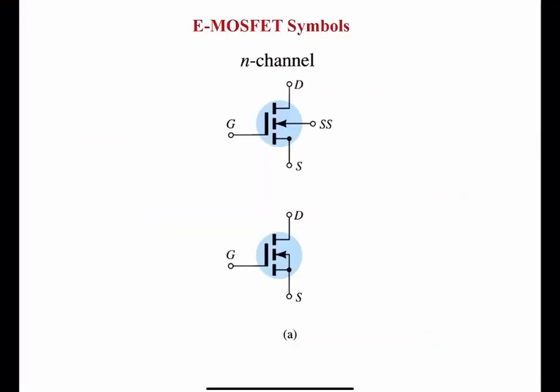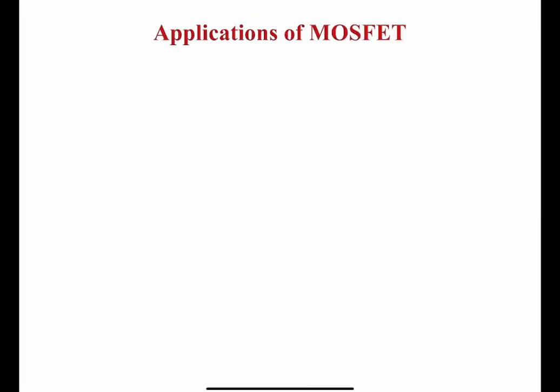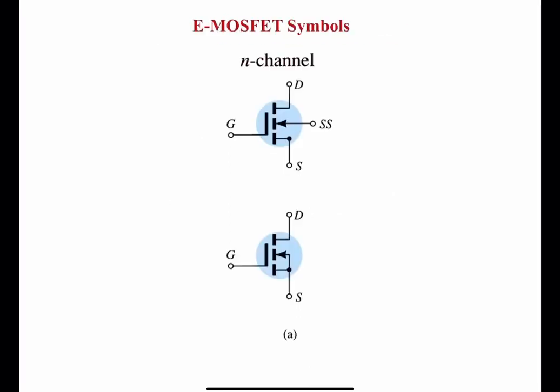Now these are the symbols of enhancement mode MOSFET. In these symbols you can see these are symbols of N channel. Same as in depletion MOSFET, the substrate and source are connected internally. Here the dotted line means no channel exists initially. Channel will develop with the increase in gate source voltage.